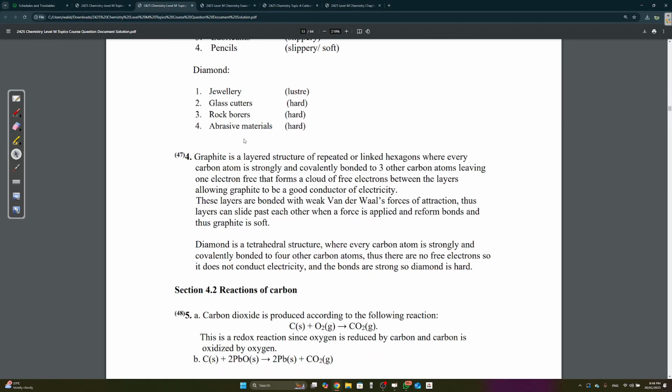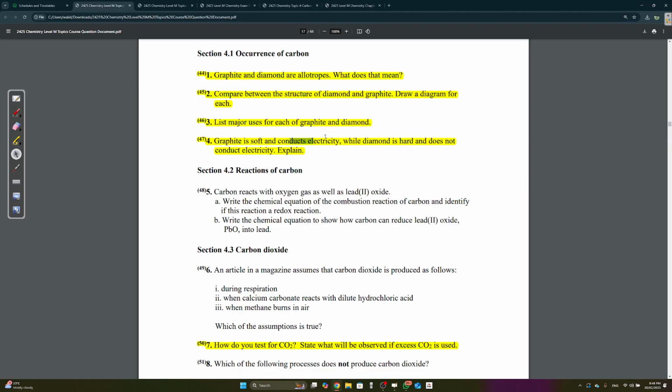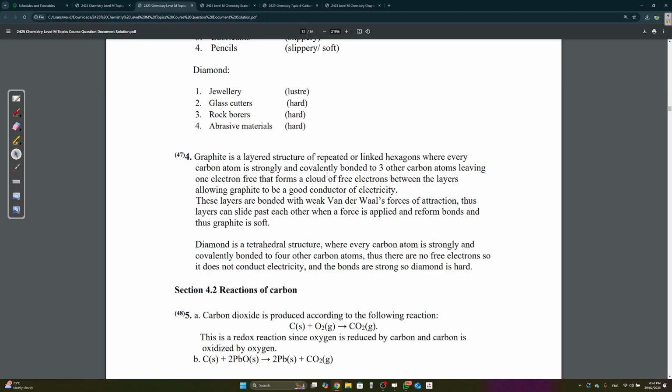Let's see. Graphite is a layered structure of repeated hexagons, where every carbon atom is strongly bonded. I think they're asking for both the conducting and the soft/hard part. Why is graphite soft? It's soft because of the van der Waals forces. Graphite is a layered structure of hexagons where every carbon is strongly bonded to 3, leaving 1 electron free. That forms the free electrons, making it a conductor. So this explains the conduction.